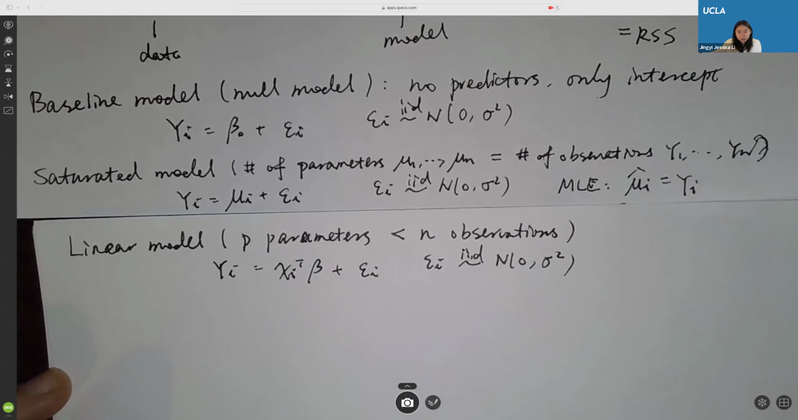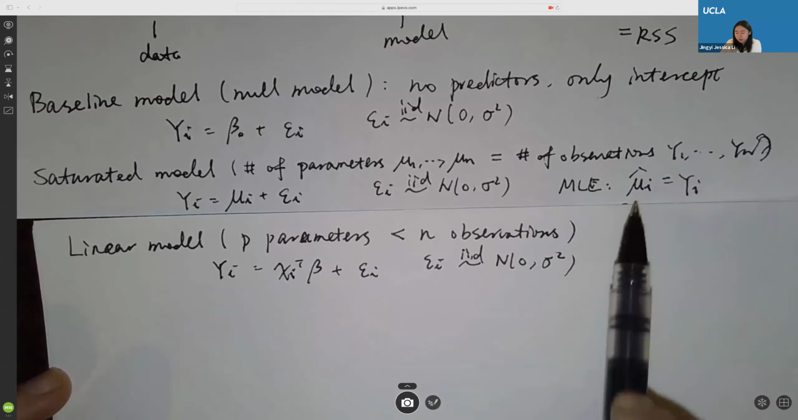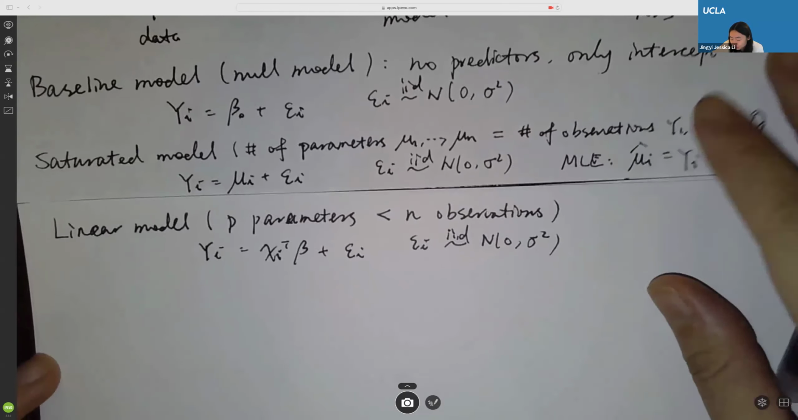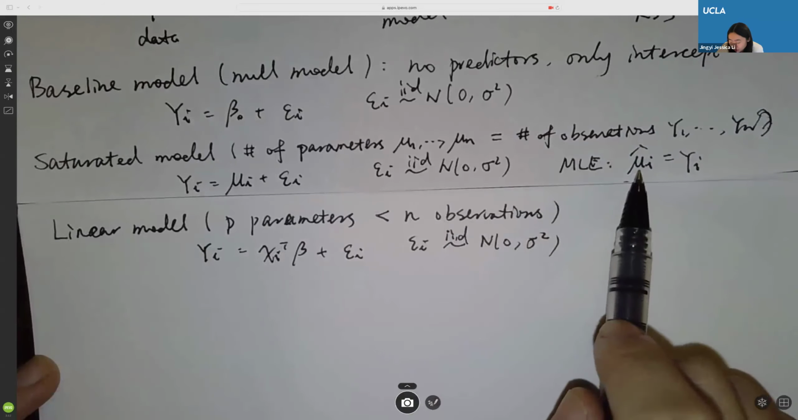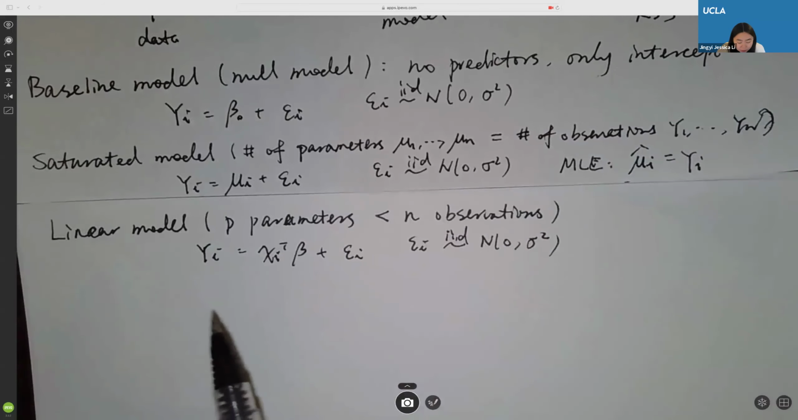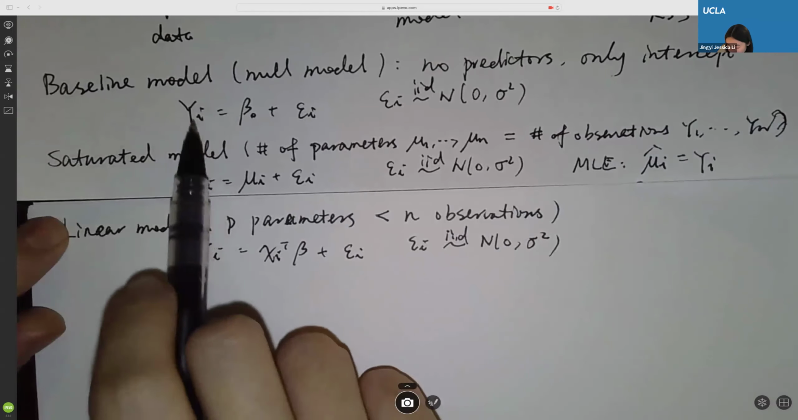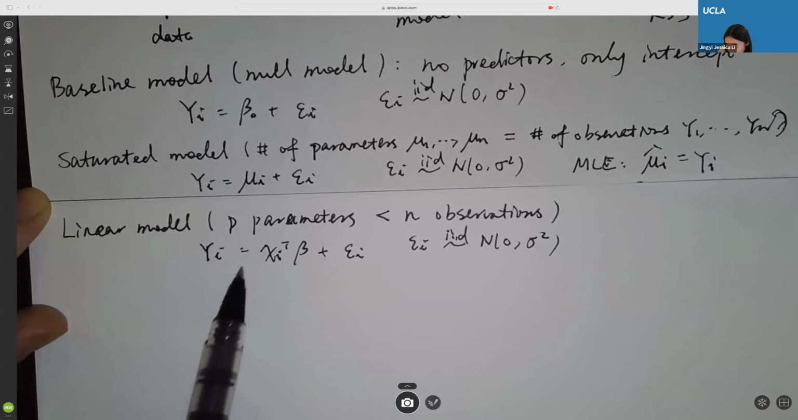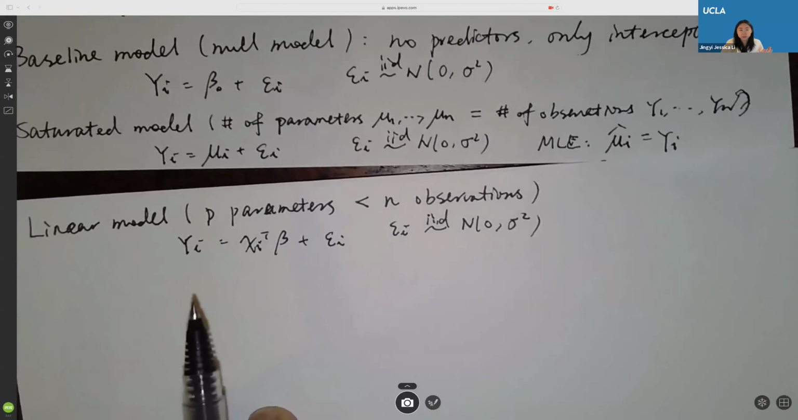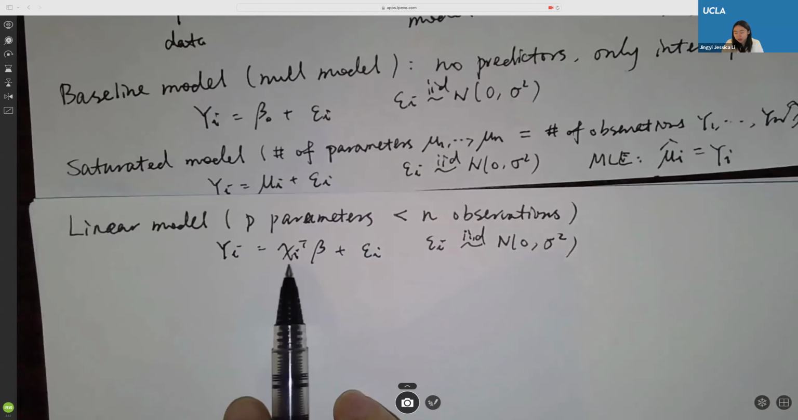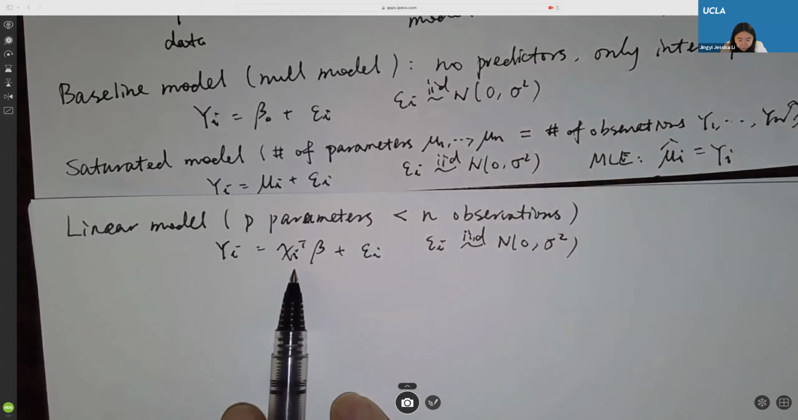Mean squared error is a combination of bias squared and variance. So you would sacrifice your unbiasedness by adding bias, but decrease your variance. Then you're doing better in MSE. So that is the intuition there. It's a very interesting story, but so far here, we'll just say that using MLE, mu i hat is yi. So we have the baseline model and the saturated model to define two extremes where the predictors are not there. But the linear model is in the middle. We are trying to use our p-1 predictors to tie our mu i's in some way using the linear model.